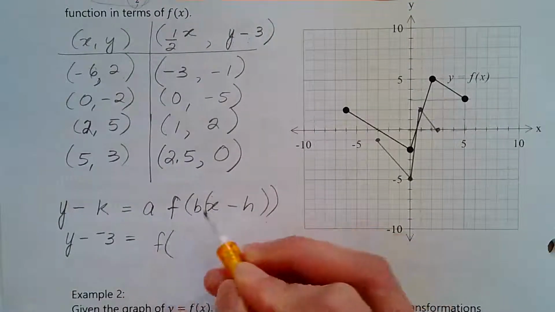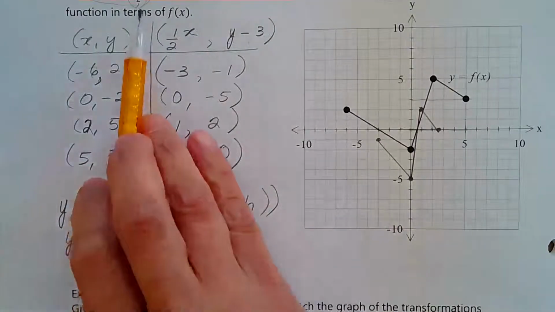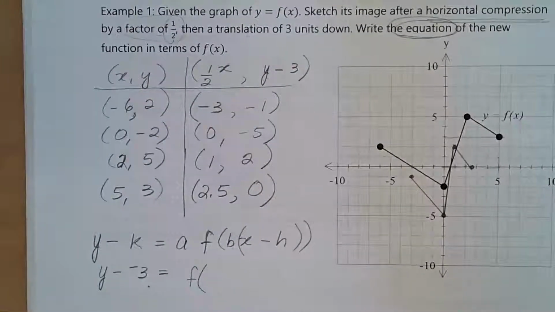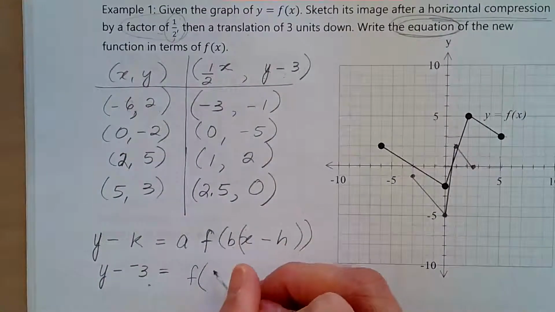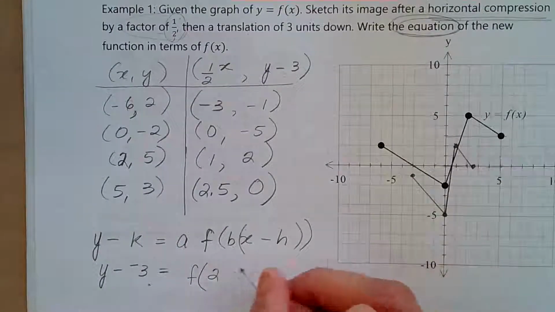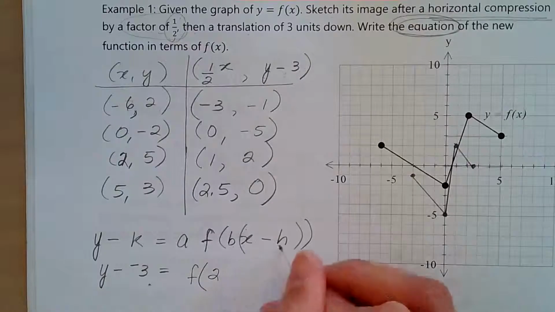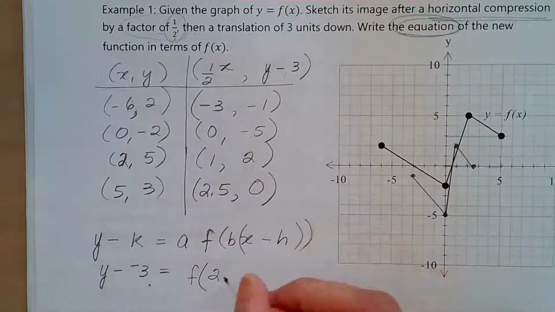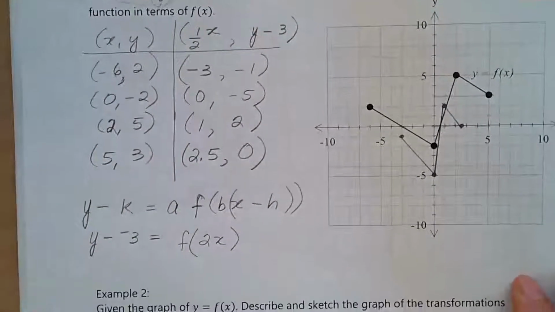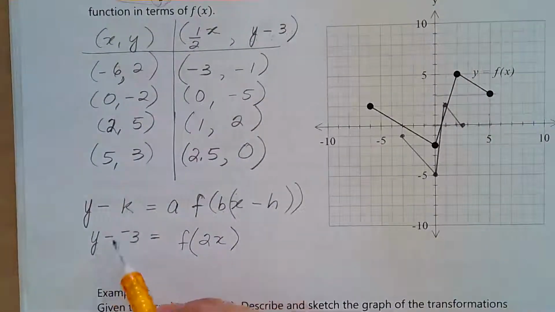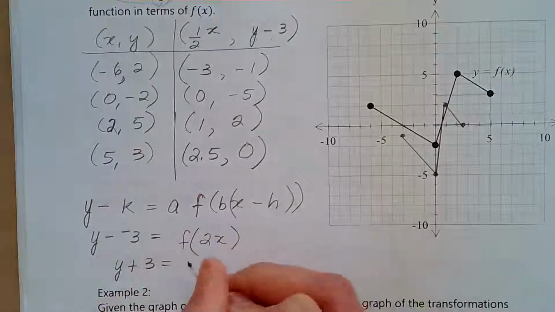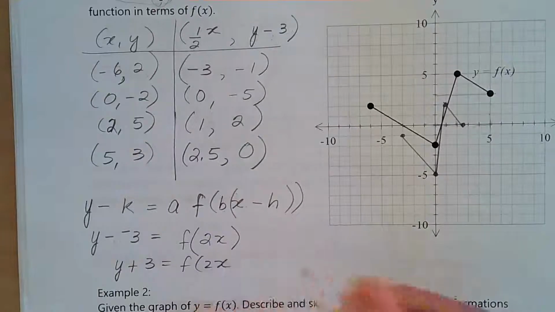F of B. Now the factor is already 1/2. Now therefore the B is the reciprocal of that. It's going to be 2, and then X. And then H, no horizontal shifting, so X is 0 there. So it's going to be Y minus -3. That makes it Y plus 3 equals to f of 2x.